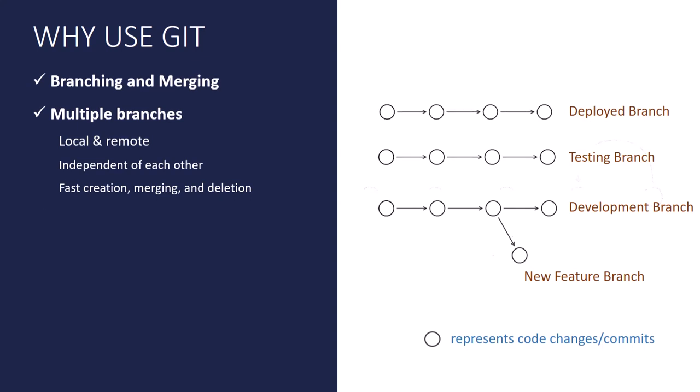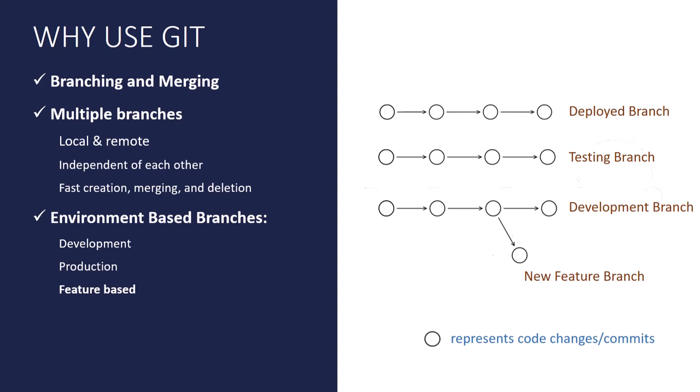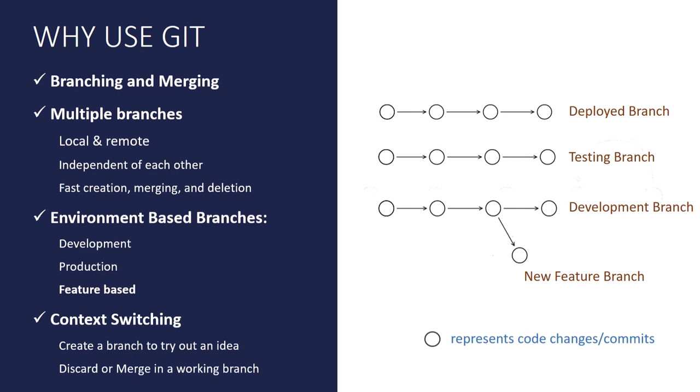We can have different branches for different environments. We may have a production branch that is fully working and deployed, but also a testing branch for testing, or a development branch for new code changes. Similarly, we may have a feature-based branch to develop a new feature in a separate branch. It can be merged in a working branch when it's complete.